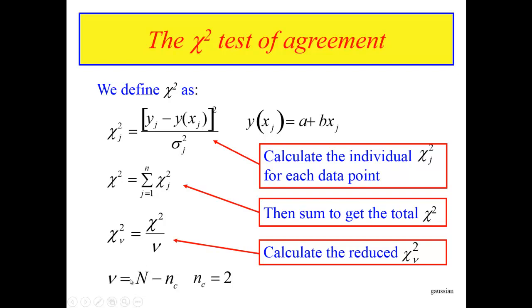In this case, n is the total number of data points, and c is the number of constraints. In the case of a linear function, there are just 2 constraints because we've determined the a and the b values from our data set, and so that has removed 2 of the degrees of freedom from our original n degrees of freedom since we had n data points. So the number of degrees of freedom is now n minus 2.